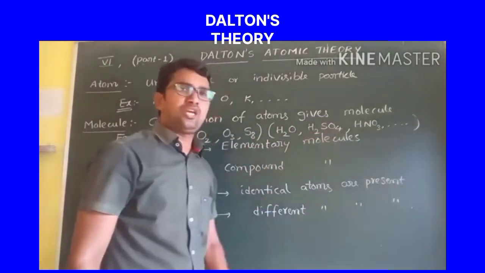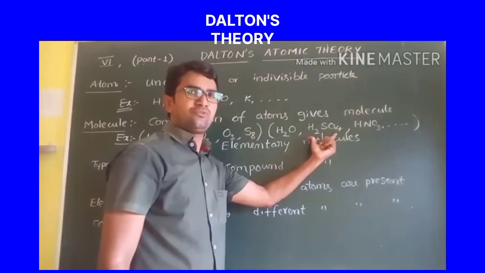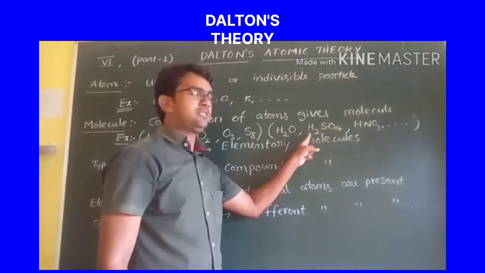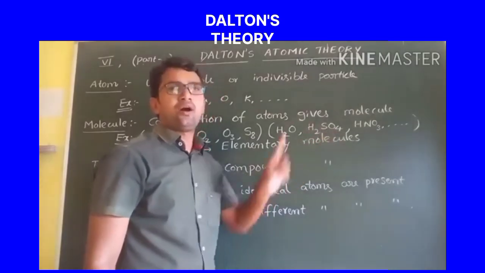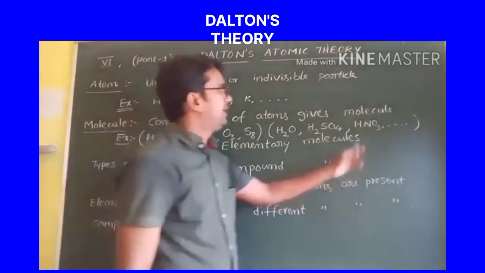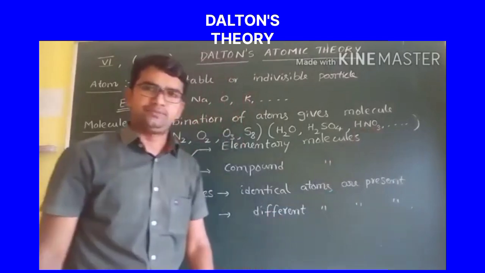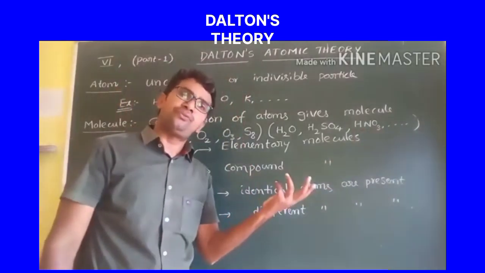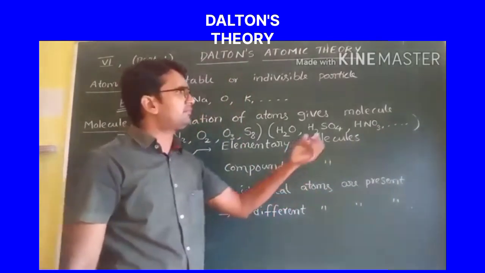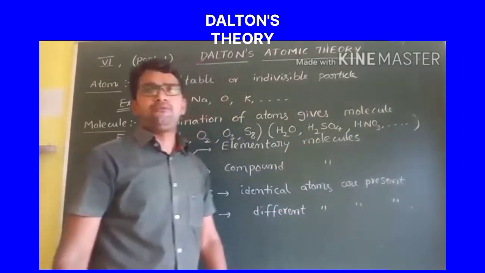See this molecule H2SO4, sulfuric acid. In H2SO4, two hydrogens, one sulfur, four oxygen atoms are present. So three types of atoms are present. HNO3: one hydrogen, one nitrogen, three oxygens. So here also three types of atoms are present. Total atoms 1, 1, 3, total 5 atoms.